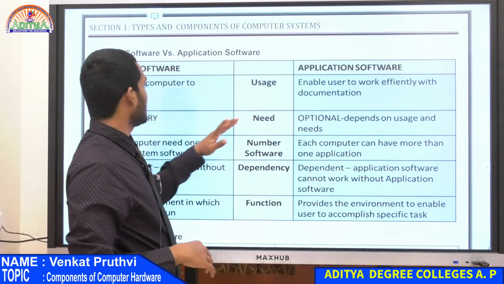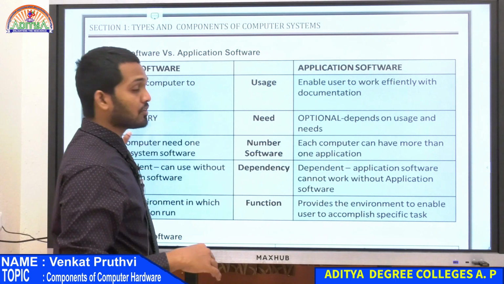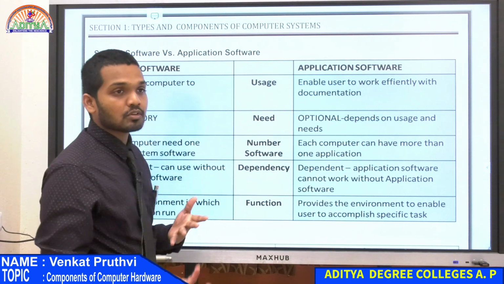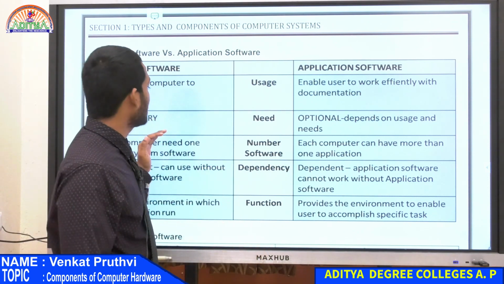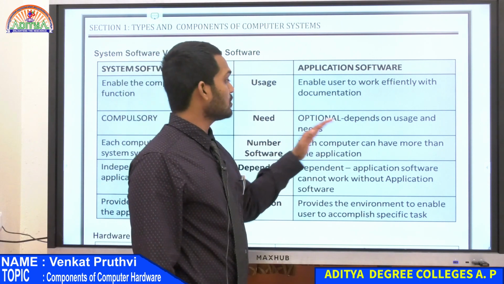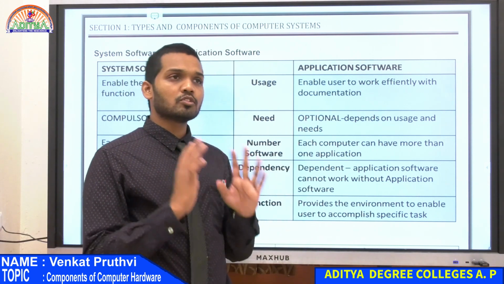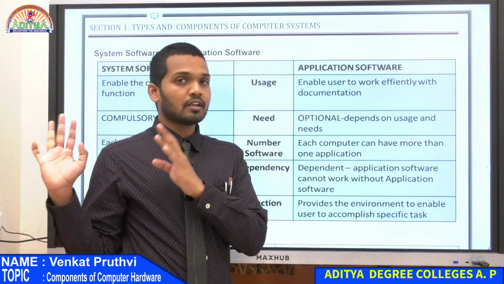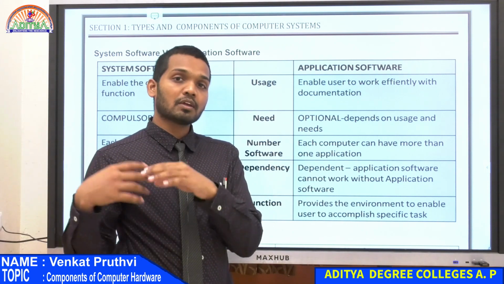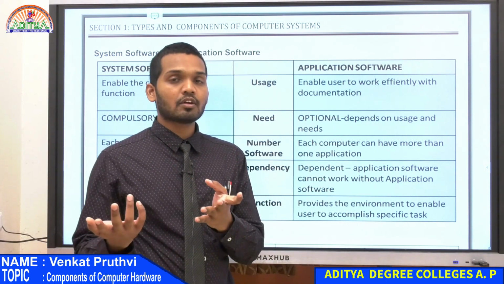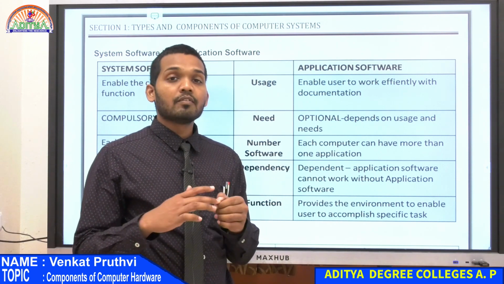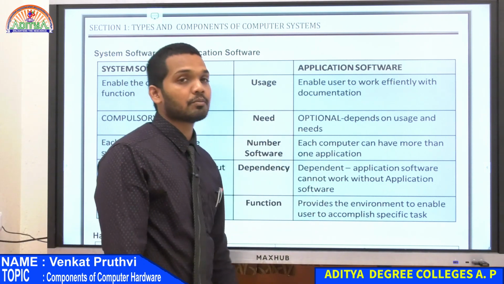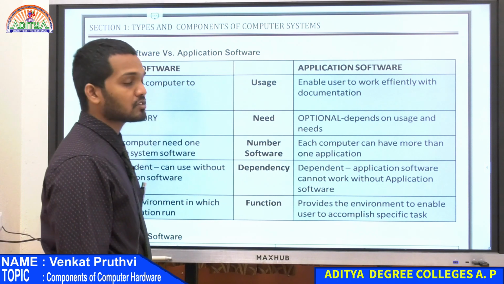So what is the need? Need means the system software is important and it's very much required for the hardware to function as well as for the user to install something. So this is very much important and it's compulsory, whereas application software depends on the usage of the need. Suppose the user is only using MS Word and doesn't require PowerPoint, so PowerPoint is another application software which may be required based on the usage, but if we don't need to create some PPTs, then we don't require that PowerPoint software. So all application software are not compulsory and they are only optional based on the need and it depends on the usage of the user.